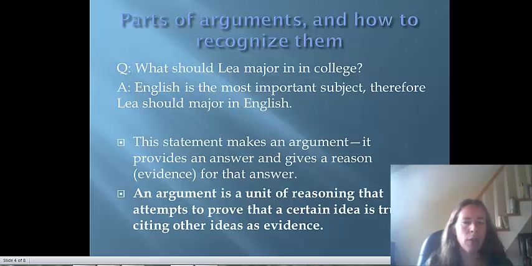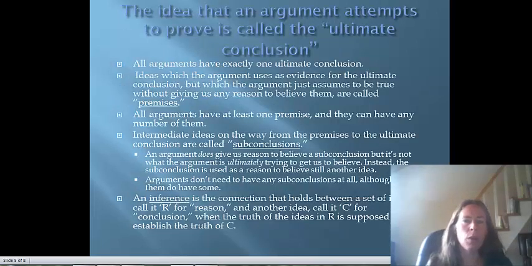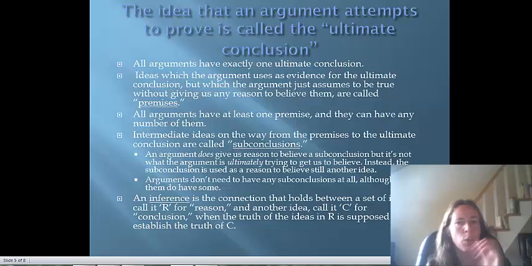So keep in mind that in philosophy, an argument is a unit of reasoning that attempts to prove that a certain idea is true by citing other ideas as evidence. Now, to go through this a little more carefully, the idea that an argument is attempting to prove is called the ultimate conclusion. And all arguments have only one ultimate conclusion. Keep this in mind. Now, ideas that the argument uses as evidence to prove the ultimate conclusion, but, and here's the key case, which you just assume to be true without giving us any reason to believe that it's true, is called a premise. Right? So keep that in mind.